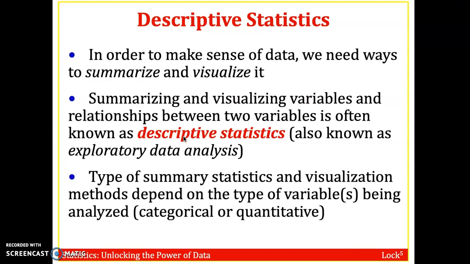But for chapter 2, this type of summary statistics and visualization methods depend on the type of variables being analyzed. So that's why we had all those questions and examples of looking at categorical versus quantitative data. And remember, it's not the answer, because oftentimes we're going to turn categorical data into proportions, into numbers, but the fact that your answer is a category, not a number.